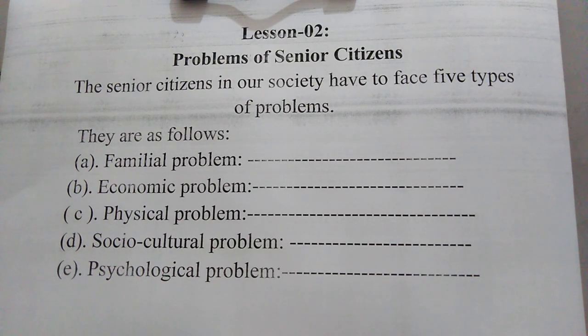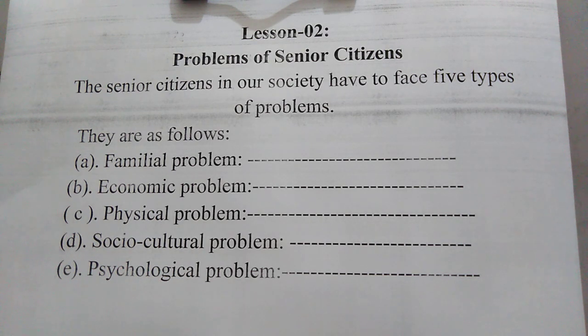As a result, their sickness and physical weakness increase day by day. Loss of money at old age also makes it more complex for them. That is, these are the 5 problems the senior citizens face in our society. Point 1, familial problem. They are neglected in a family. Most of the time they are used for different household activities. Economic problem: they don't have money, that's why they are dependent on their children.